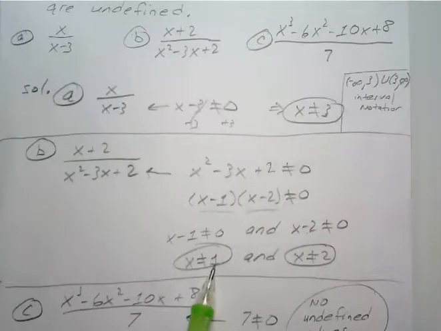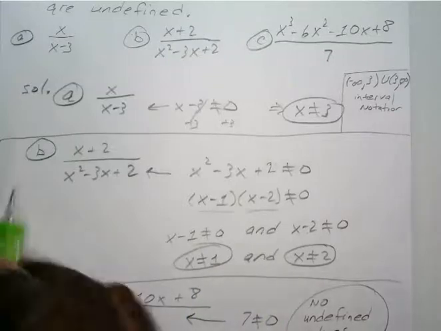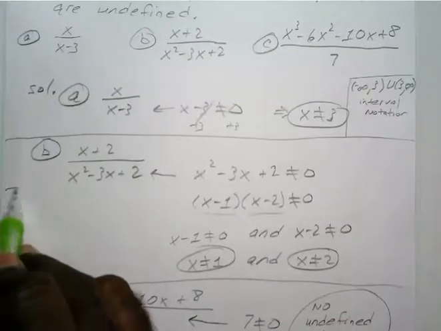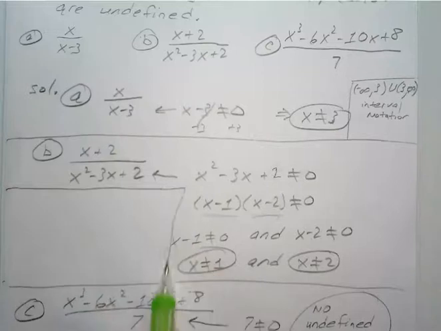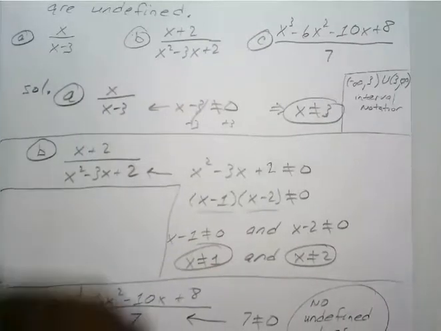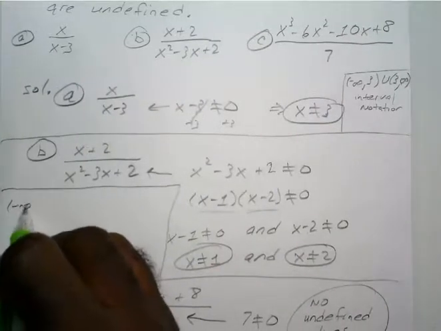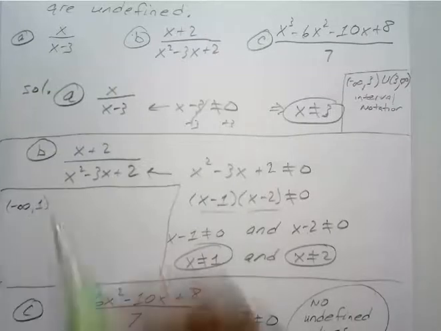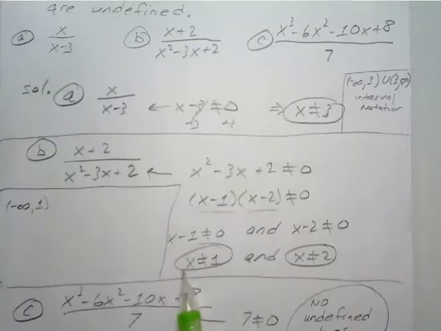Okay, now for this one, we can see that x can equal 1 and x can equal 2. So we're going to put our interval notation here. And we're going to go all the way from negative infinity to 1. So anything to the left of 1 will be okay, but then it'll stop at 1.